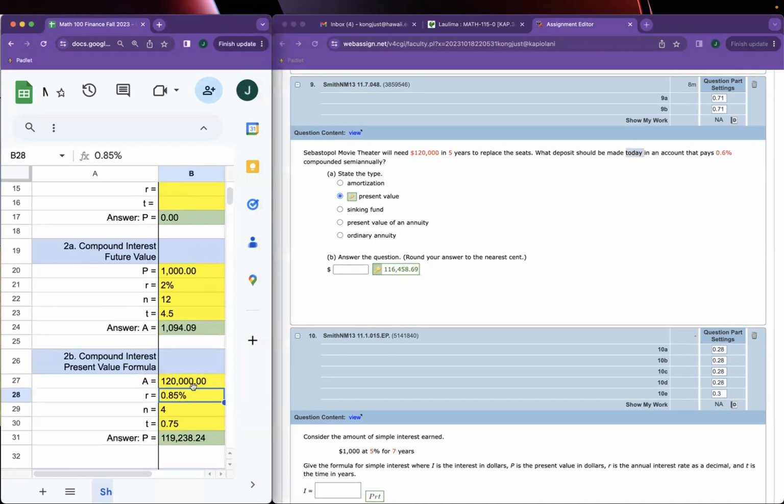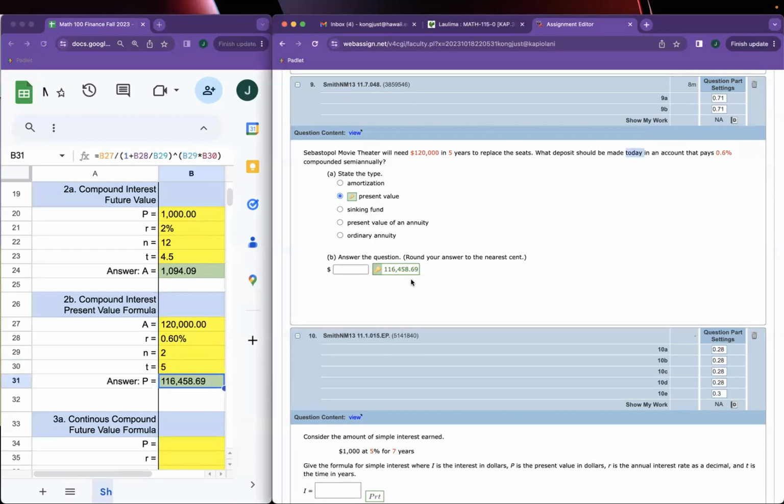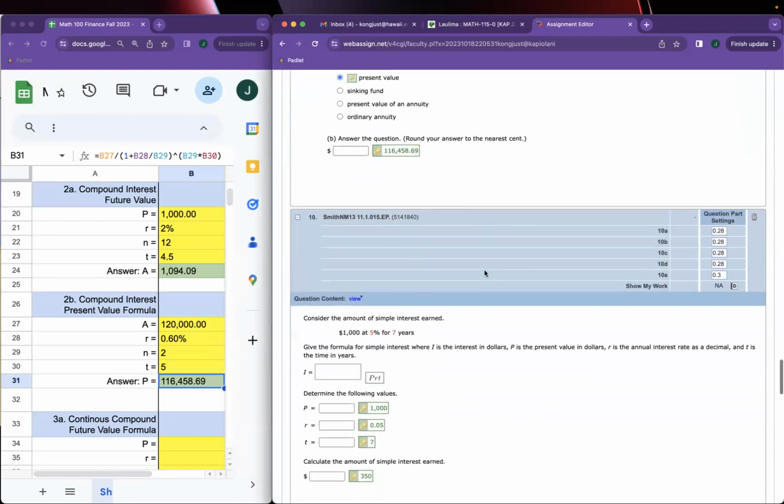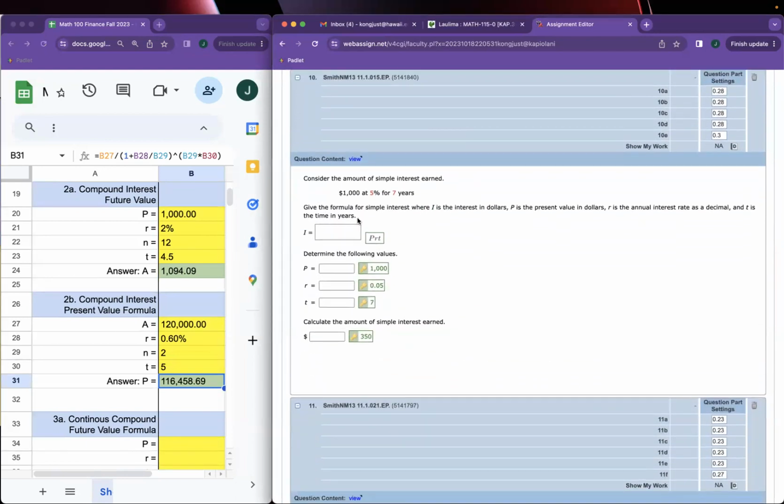I kind of had this 120,000 in there already just by chance. R is 0.6%. N, semi-annually, means 2. And this is 5 years from now. So we get 116,458.69. Perfect. All right, number 10, consider the amount of simple interest earned.